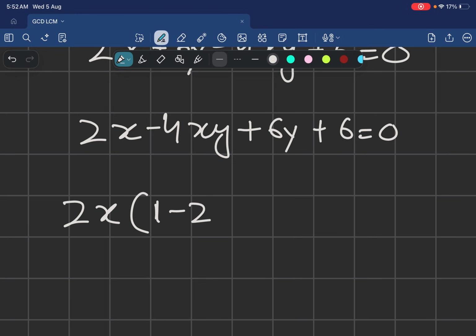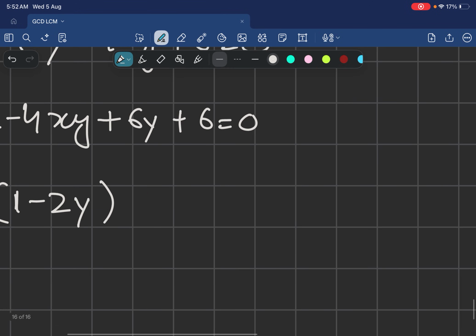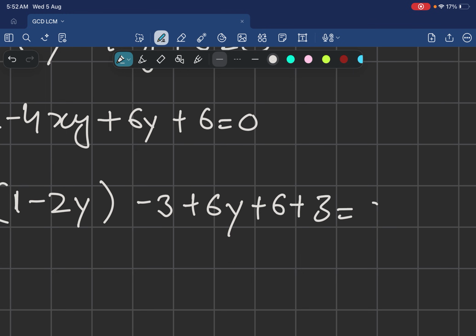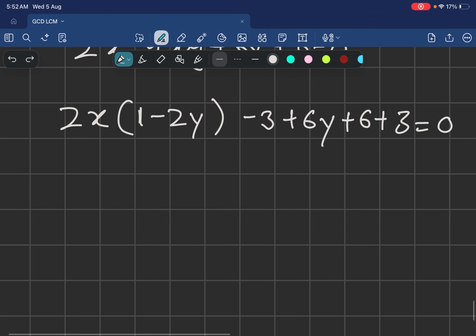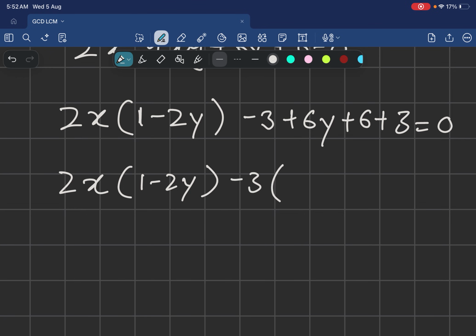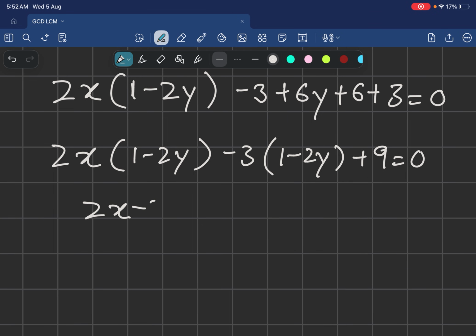If you take 2x common, you will be left with 1 minus 2y. So from here you have to add minus 3, then this would be plus 6, and you again have to add 3, since you subtracted 3, you have to add 3 as well, remember this. So 2x times 1 minus 2y, and then taking minus 3 common, you get 1 minus 2y, and then plus 9. Then you will get 2x minus 3 and 1 minus 2y.